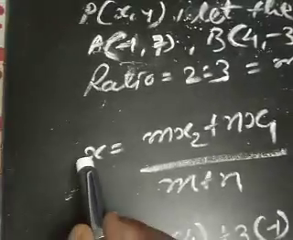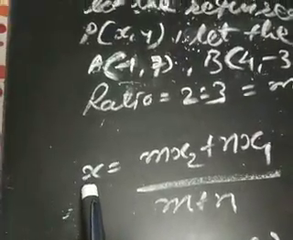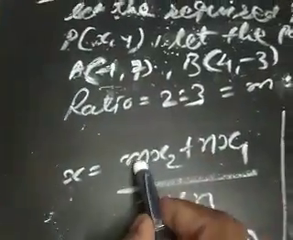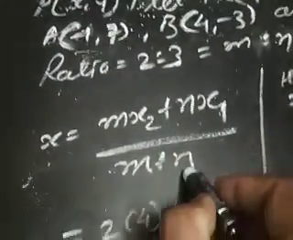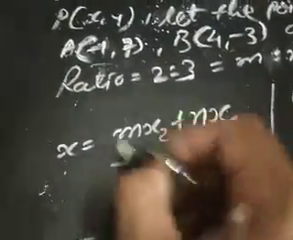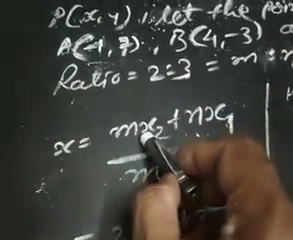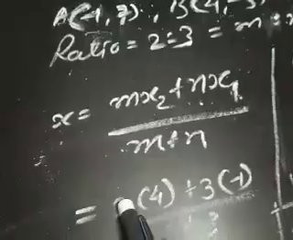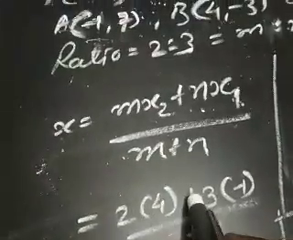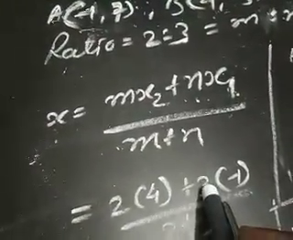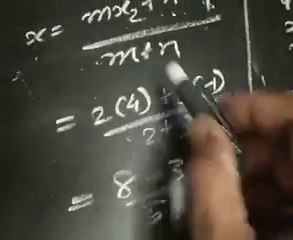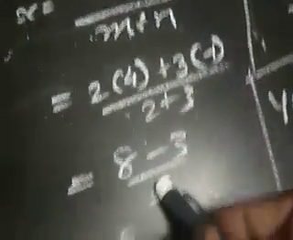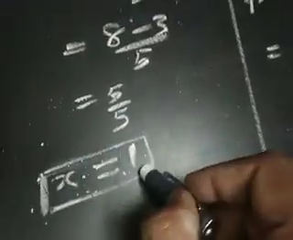So first, the x coordinate of this point P. So x is equal to (mx2 + nx1) upon (m + n). As per we put the values, m we have, n we have, x1 we have, and x2 we have. So m is equal to 2, x2 is 4, plus n is equal to 3, x1 is -1, upon m plus n, it means 2 plus 3. So 8 minus 3 upon 5, it means 5 upon 5, x is equal to 1.